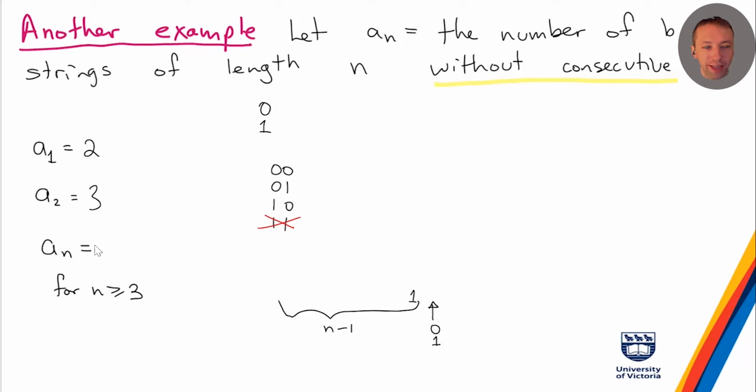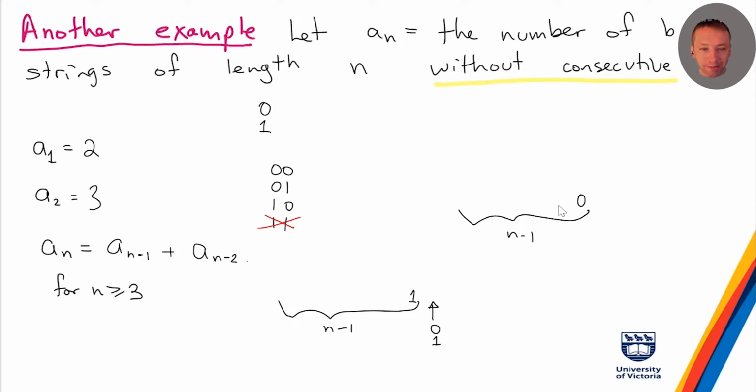If I have a string of length n minus 1, I can always add a 0 at the end. When can I add a 1? I can add a 1 if the string ends in a 0. How many valid strings of length n minus 1 end in a 0? Well, it's equal to the number of valid strings of length n minus 2. Because if I take any good string of length n minus 2, I can always add a 0 to the end of it. So this is actually my recurrence relation.